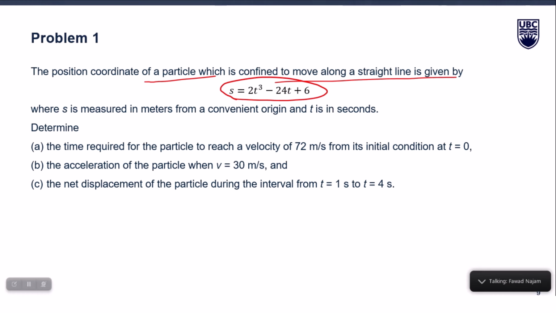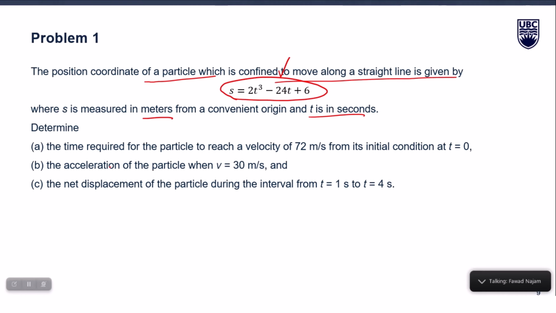For example, here you are given a cubic polynomial S is equal to 2t cube minus 24t plus 6, right? So it's a cubic equation in t which is relating time and position coordinate. And S is in meters and t is in seconds, so it's a system international problem. So you are required to determine three things.